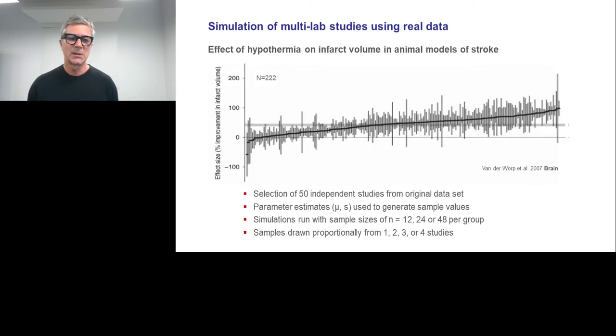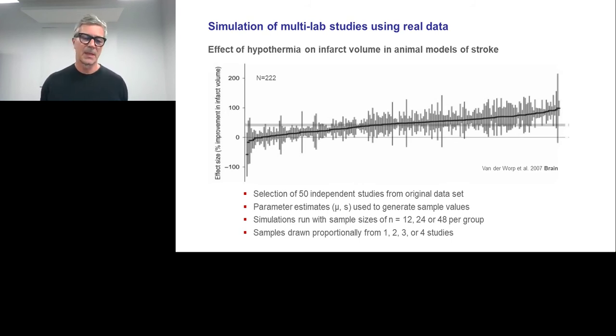And in order to study this, we were using real data, and this is an example of the data that we used. This is data of 222 studies on the effect of hypothermia on the infarct volume in animal models of stroke.